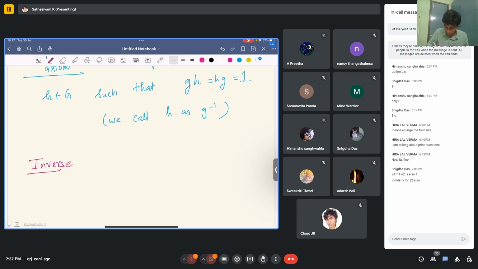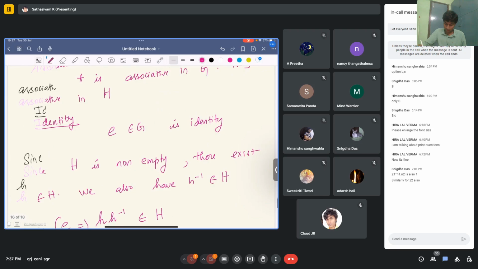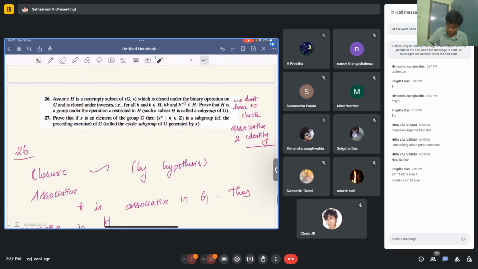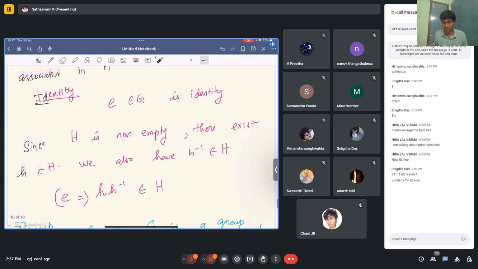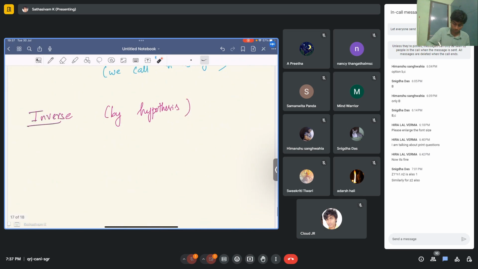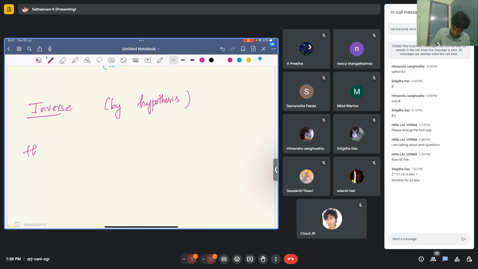So inverse by hypothesis. Okay. So why? The hypothesis says it's closed under inverses and binary operation. Okay. So we have proved all other properties. So it's a subgroup. So H is a group by itself, and such subsets are called subgroups. Thus H is a group. Okay.